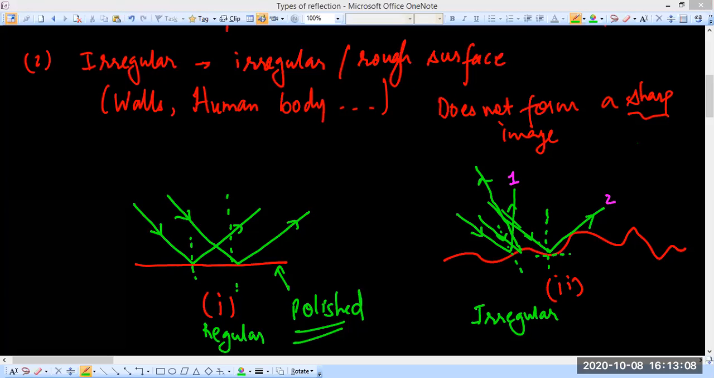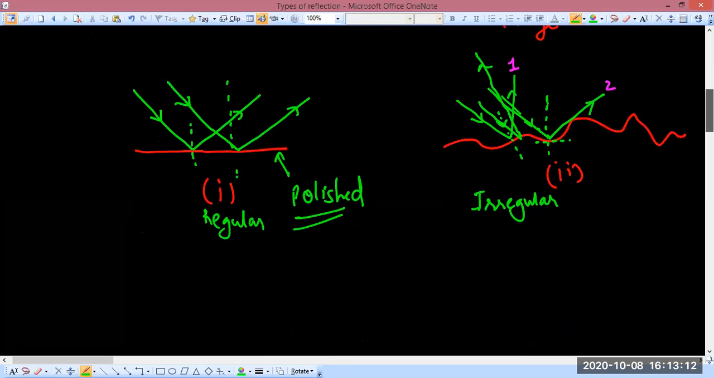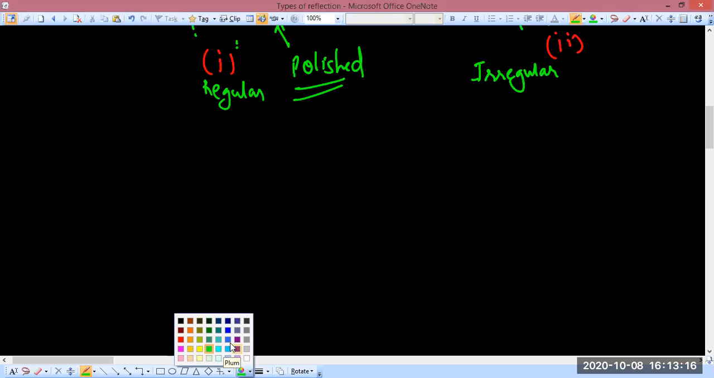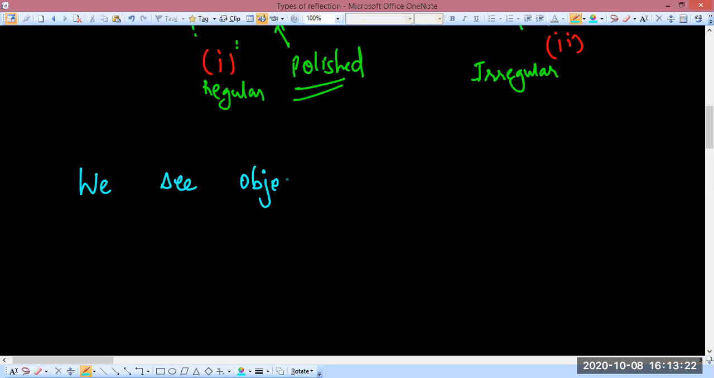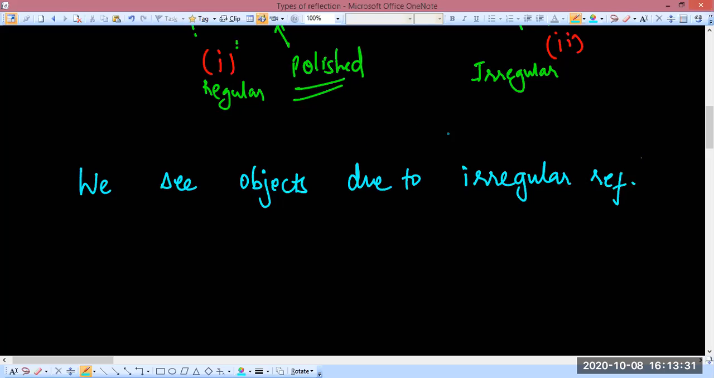Okay, and there is one very famous fact which many people don't understand easily. Let me just write it. We see objects due to irregular reflection. Okay, please remember this. We see objects due to irregular reflection.